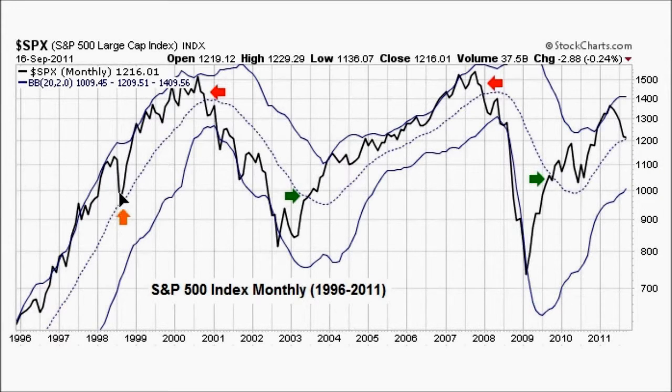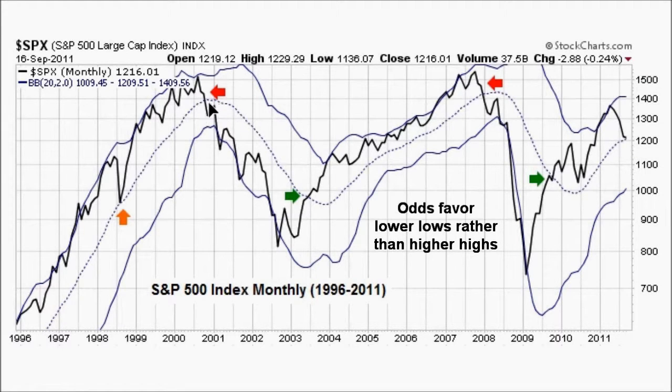If this bounce goes to the upper band, and this tends to go to this lower blue band as it did twice, what it tells us is if we bounce here, we probably are moving to this upper blue band. This upper blue band right now sits at 1409. So you have to ask yourself, what are the odds of us moving to 1409 versus the odds of something like this happening where we break through and go to the lower band? That's right around 1,000.